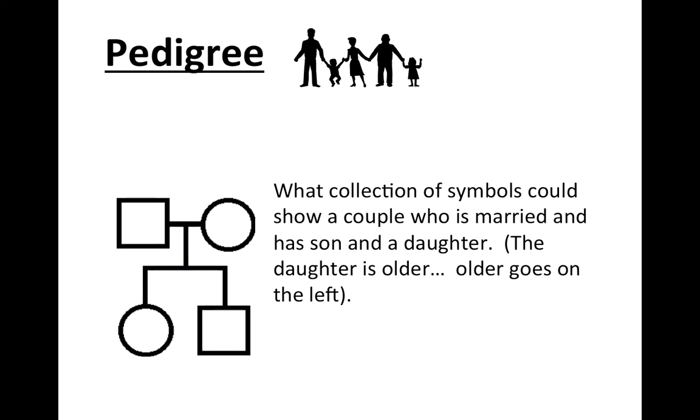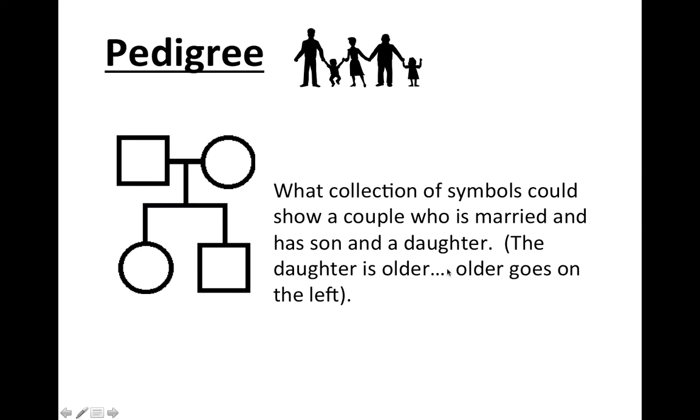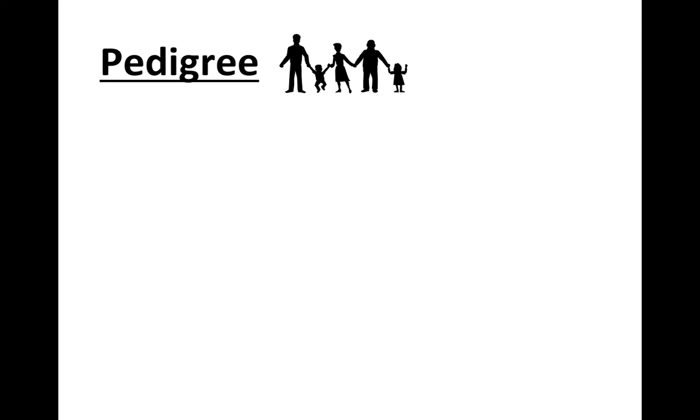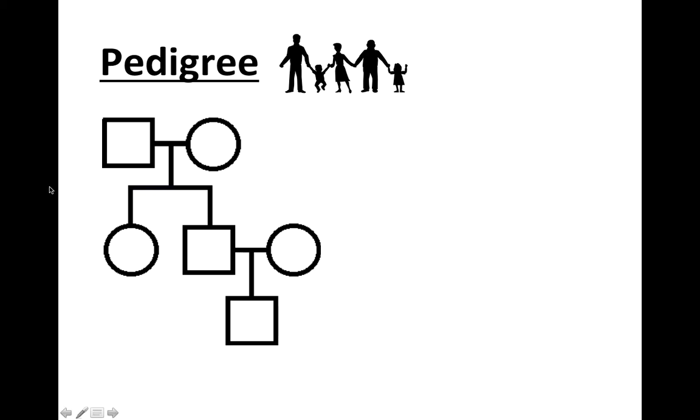Alright, so what a collection of symbols could show is a couple who is married and they have a son and a daughter, and the daughter is older because she's on the left. Alright, what could this one show? Well, I see a male and a female. They've married, they have an older daughter, a younger son. The younger son then also got married and they've had a son.